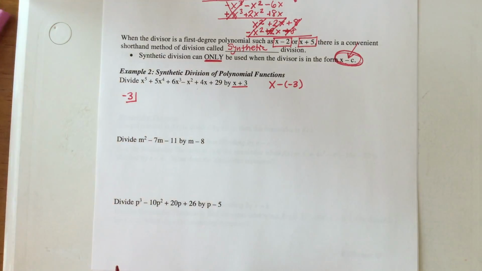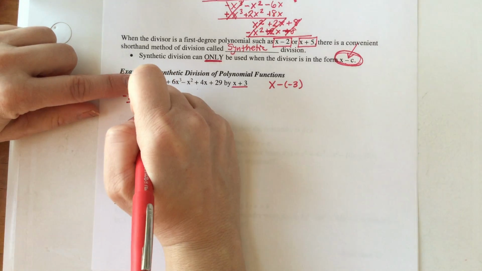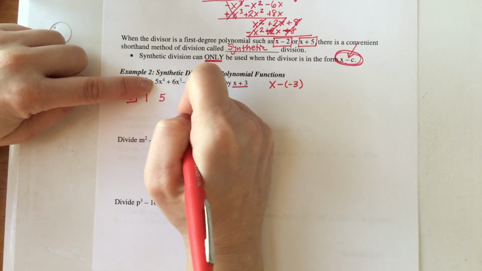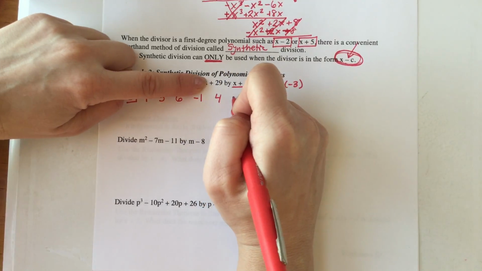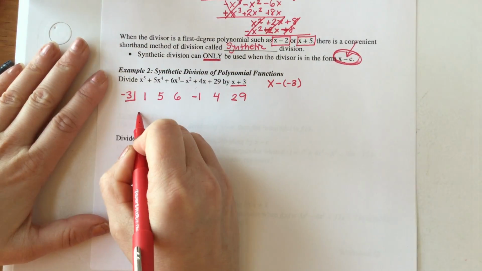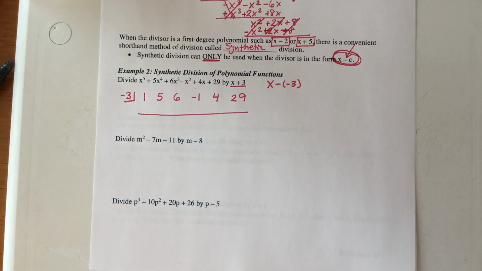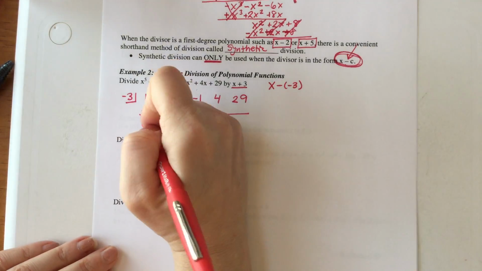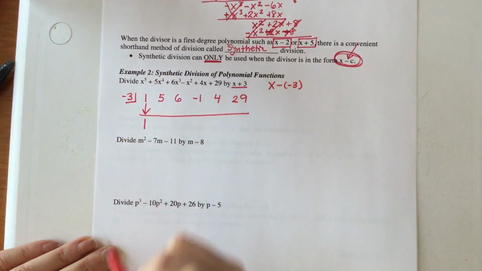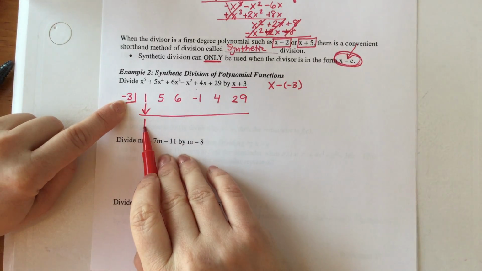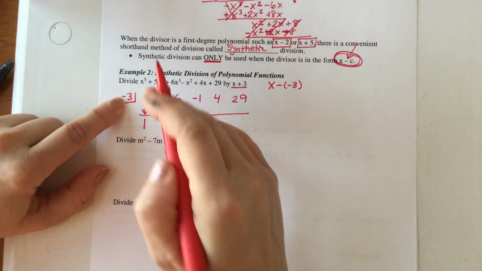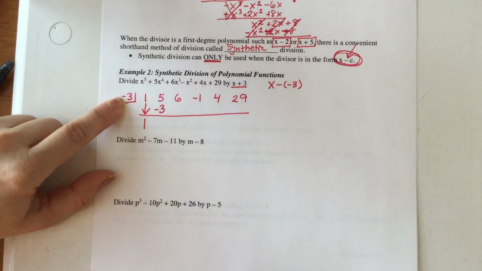You only take the coefficients, the numbers in the front. So it's a 1, then a 5, then a 6, then a negative 1, then a 4, then a 29. When you are doing synthetic division, you always, 100% of the time, carry down the first term. So the 1, in this case, carried down. The number on the bottom, you multiply it by the number in the box. 1 times negative 3 is negative 3.